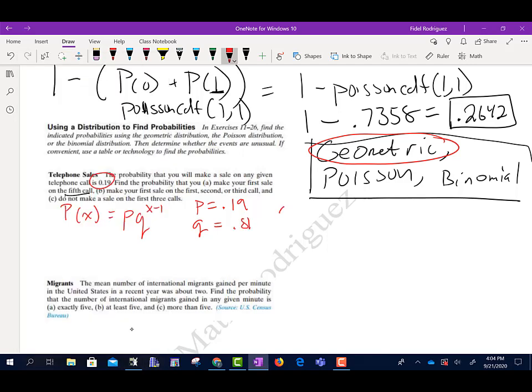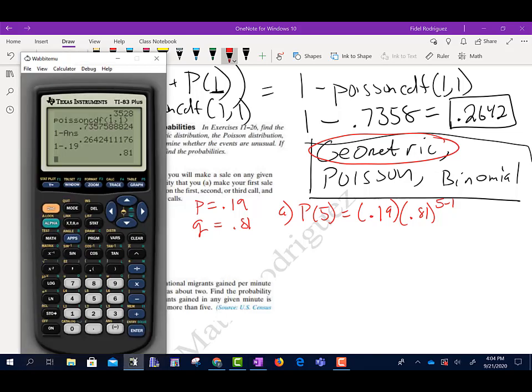So to do part A, we're going to make our first sale on the 5th call. So this is going to be the probability that the first time we get this, it's going to be on call number 5. So I'm going to go 0.19 times 0.81 to the power 5 minus 1. Get parentheses here, 0.19 times 0.81 to the power 5 minus 1, that's just going to give me 4. Power of 4. Here we go. And again, I'm going to go to 4 decimal places, so 0.0818.